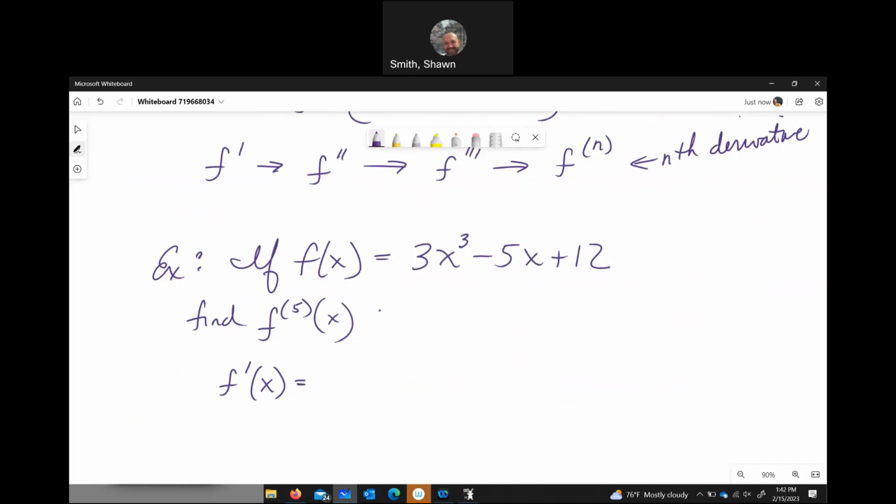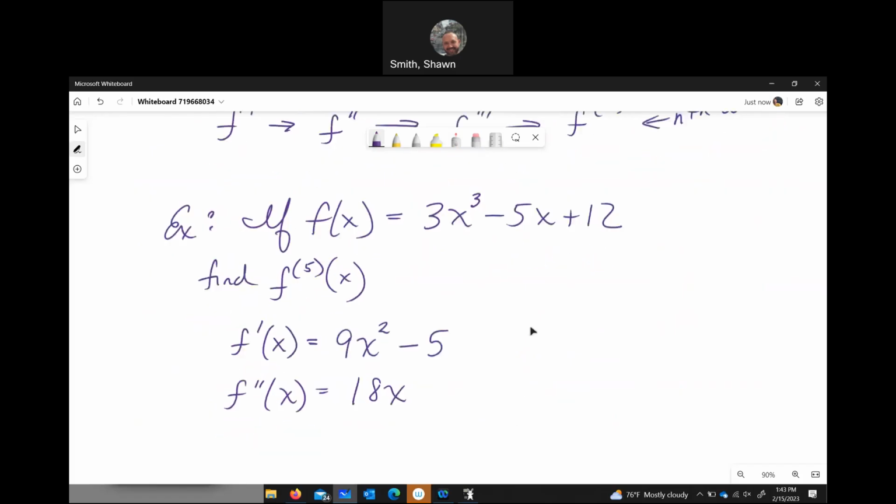All right, so the first derivative: 3x cubed, its derivative is 9x squared. And then minus the 5x to the 0, which is just minus 5. Derivative of the 12 is 0. It's constant, throw that away. F double prime. Now look at the first derivative and take its derivative. That's going to be 18x, and derivative of the 5, 0.